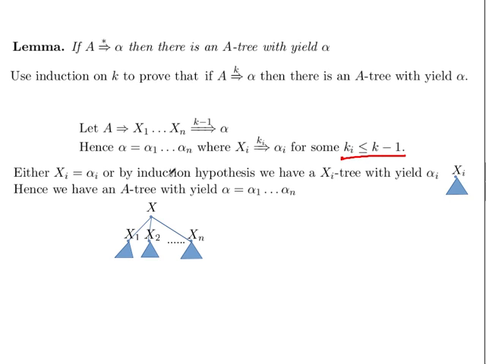So by induction hypothesis, I have these xi trees for this alpha i. There is an xi tree with yield alpha i. So now I can again just draw this tree, and this can be just A. You see that it's obvious. It takes seconds to see that a derivation and a tree is the same thing. But if you want to formally prove it, you have to write all these things.